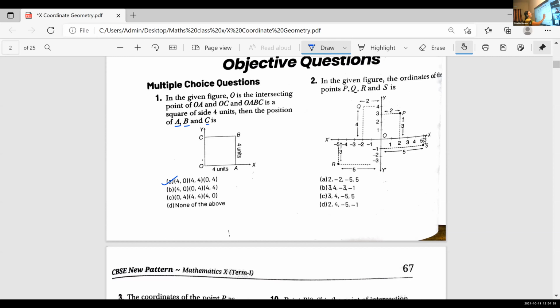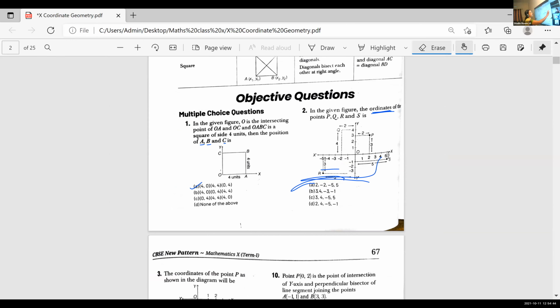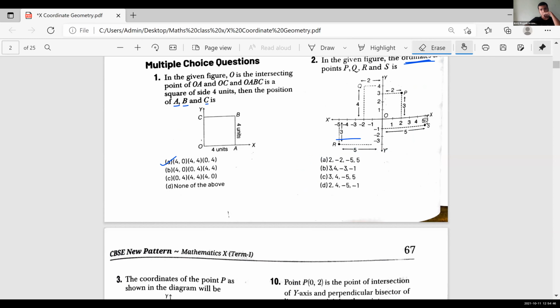Now, second one. In the given figure, the ordinates. What is meant by ordinate? Ordinate means Y coordinate. X coordinate is otherwise called? Abscissa. Very good. X coordinate is otherwise called abscissa. Y coordinate is called ordinate.